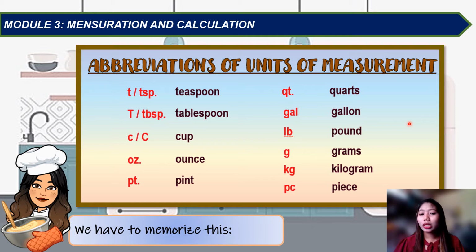So, your task on this part is to memorize how quarts is abbreviated, how cup is abbreviated, and when we see the letters PT on a recipe, what does it mean? So, you have to memorize this. You can do that.